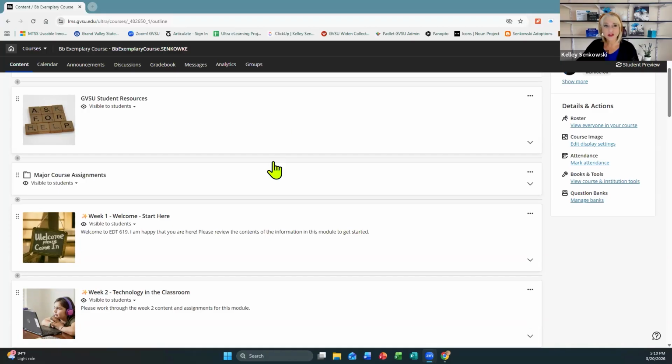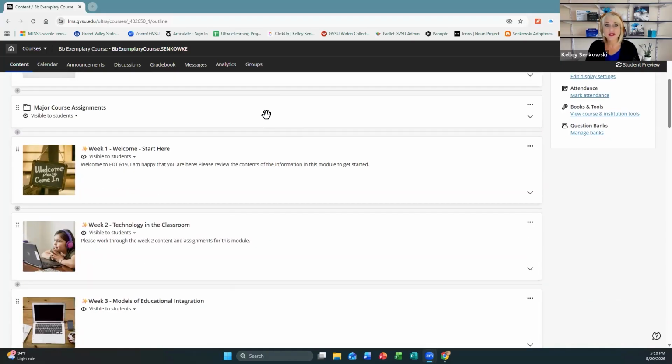Next, I have my major course assignments. I do have these posted in the weeks they're due. One is a midterm major assignment, and the other one is their final major assignment. I have these linked in multiple places. I have them at the top. If they're working on their assignment and they're not sure which week it's in, they can find it. It's also located in the weeks that they're due.